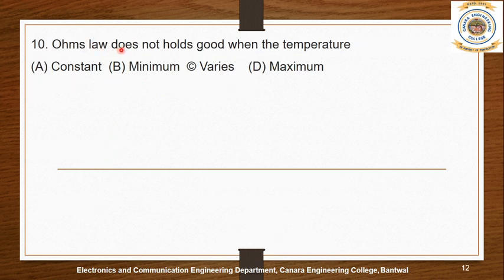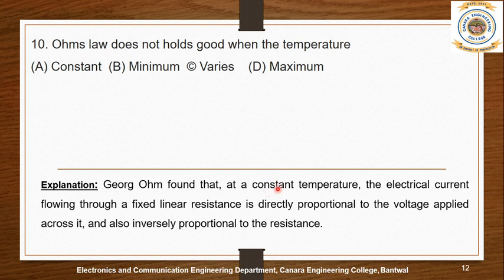Next, Ohm's law does not hold good when temperature is constant, minimum, varies, or maximum. For that we need to know what Ohm's law is. According to Ohm's law, at constant temperature, the electric current flowing through a fixed linear resistance is directly proportional to the voltage applied across it and inversely proportional to the resistance. That means at constant temperature. So Ohm's law does not hold good when temperature varies. So the answer is option C.